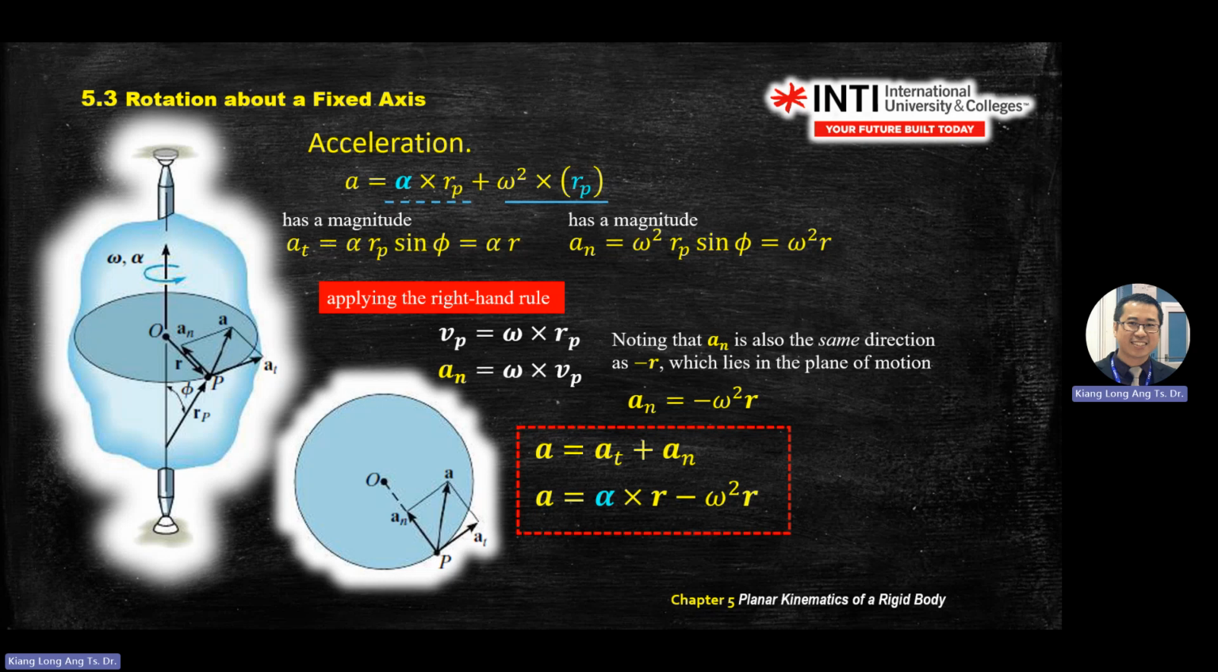Okay. So for this one, I will erase. a equals at plus an. So a is alpha cross r plus negative omega squared r.